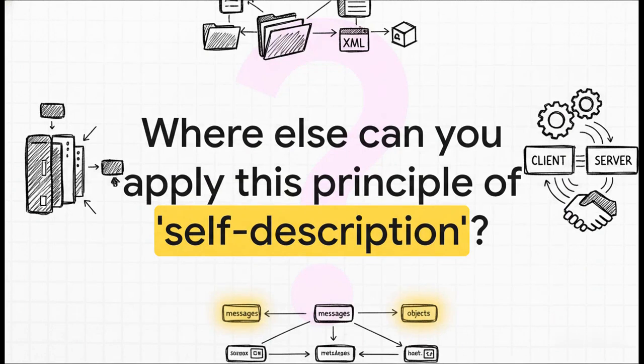And that kind of leaves us with one final thought to chew on. This powerful principle, the idea of embedding metadata, of making data carry its own instructions, is an absolute cornerstone of good, robust system design. I mean, think about things like network packets or file formats, or even APIs. So my question to you is, where else out there in the world of technology can you see this powerful idea of self-description at play? It's everywhere once you start looking.